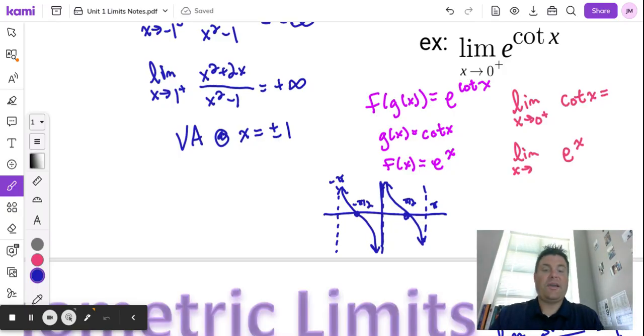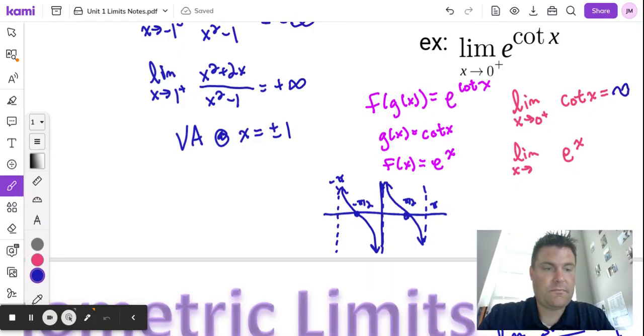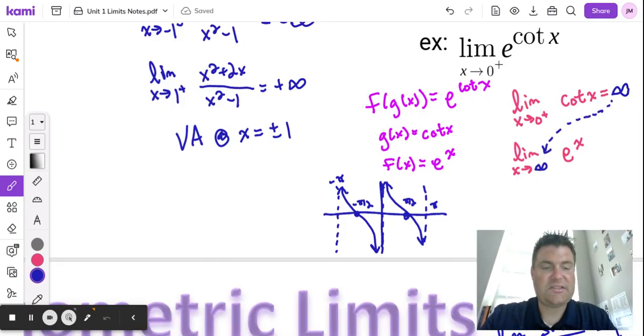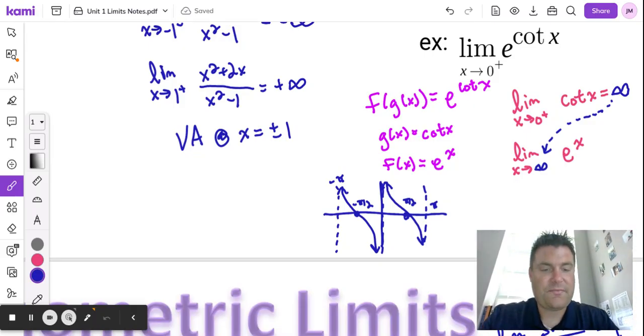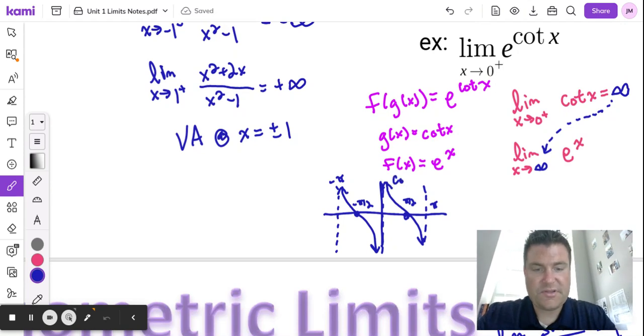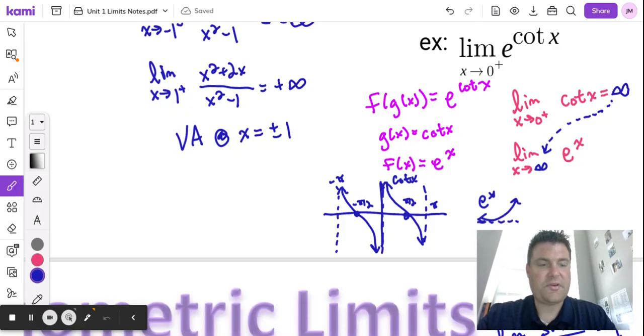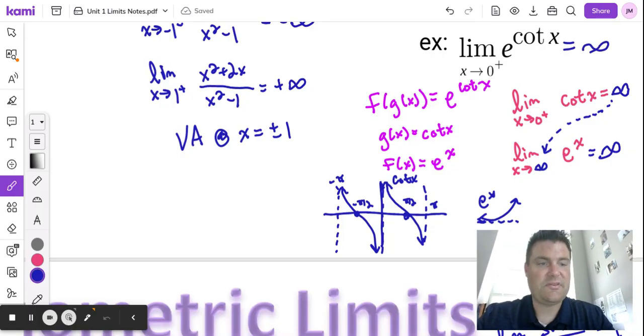Anyway, if we look at this graph right here, what's going on just right of 0 for cotangent? We're going to infinity. So I'm going to take that value, plug it down here. So now I want to see what's going on with e to the x. So as we approach e to the x, as we go to infinity, and I drew that earlier, I'll label this as cotangent of x. E to the x looks like this. So as we go to the right, that also equals infinity. So what that means is this answer is equal to infinity.